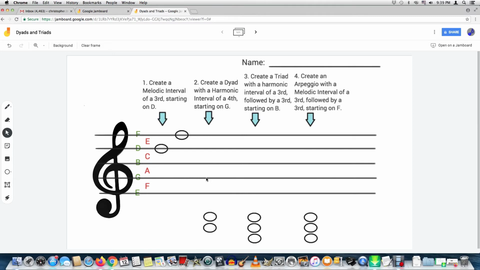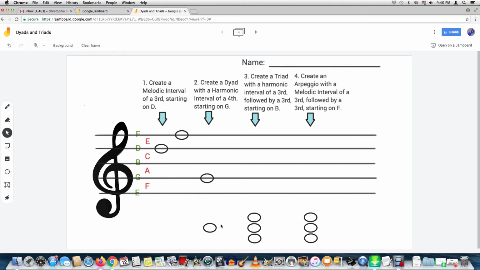Okay? So let's start on G. So we have to find G. Is G in the word face? Nope. So that means G is not going to be on a space. Is G found in the acronym Eddie's green boots don't fit? Yes, it is, because green starts with G, and that's on the second line. So we're going to drag our note onto the second line.